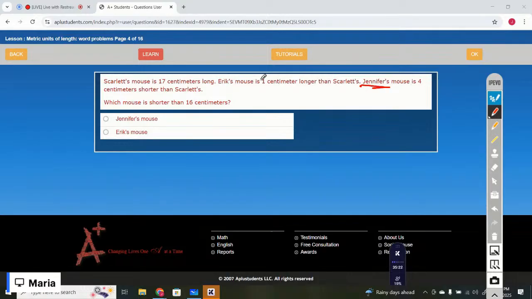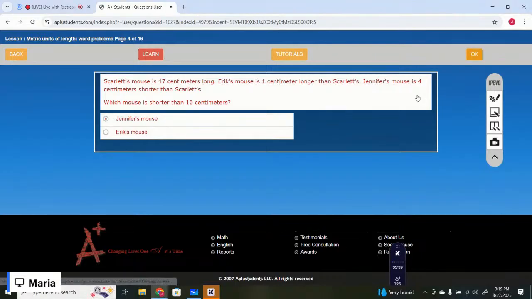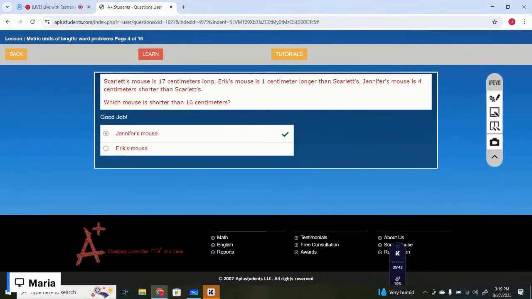It would be Jennifer's, because Eric's is 1 centimeter longer, so it would be 17 plus 1 is 18. Jennifer's mouse is 4 centimeters shorter. So 17 minus 4 is 13. So that would be Jennifer's mouse, that is the correct option.